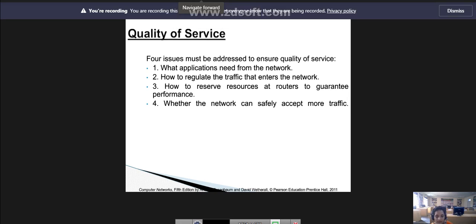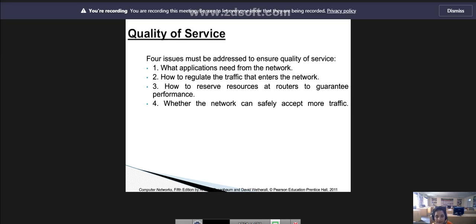And loss, and assuming decent routing schemes, we deliver packets with low latency. So the issues of quality of service are what applications need from the network, how to regulate the traffic that enters the network, how to reserve resources at routers to guarantee performance, and whether the network can safely accept more traffic.